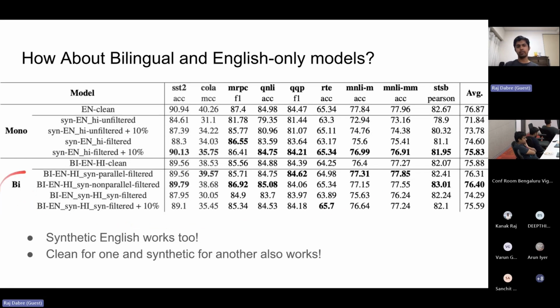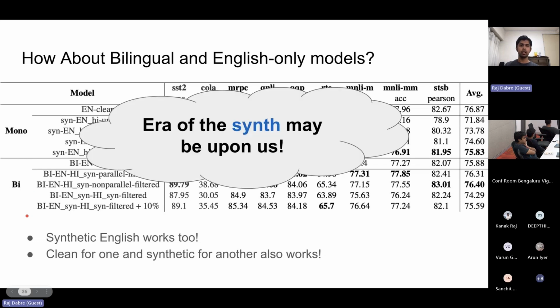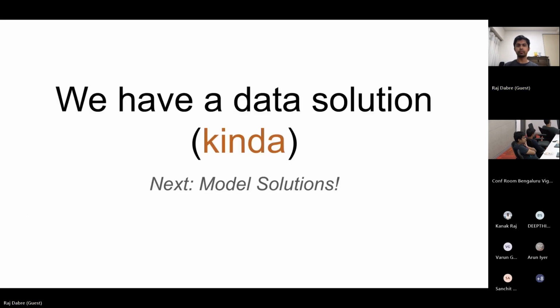We also did some experiments on what happened with bilingual models, but because of lack of time, I'm not going to get into it. The key answer over here is that yes, synthetic data is viable, but you need to filter it properly. So the era of synthetic data is upon us. It might be worthwhile to invest in this particular area. So we have a data solution, kind of. So what do we do next? We want to find out what is a good model solution.